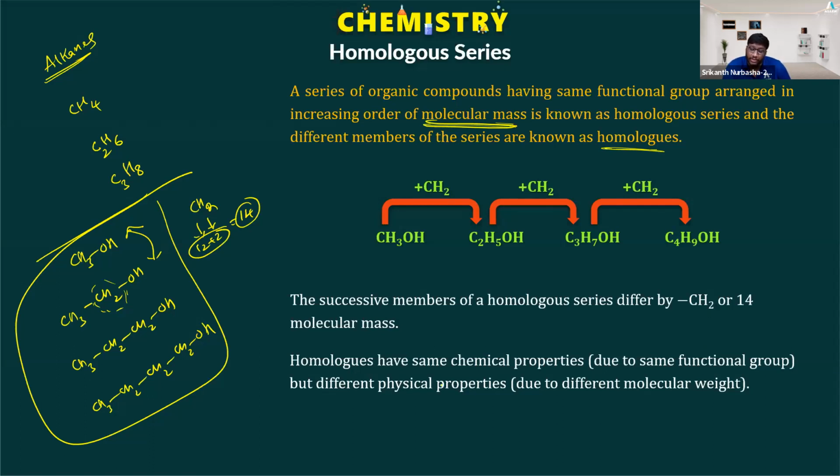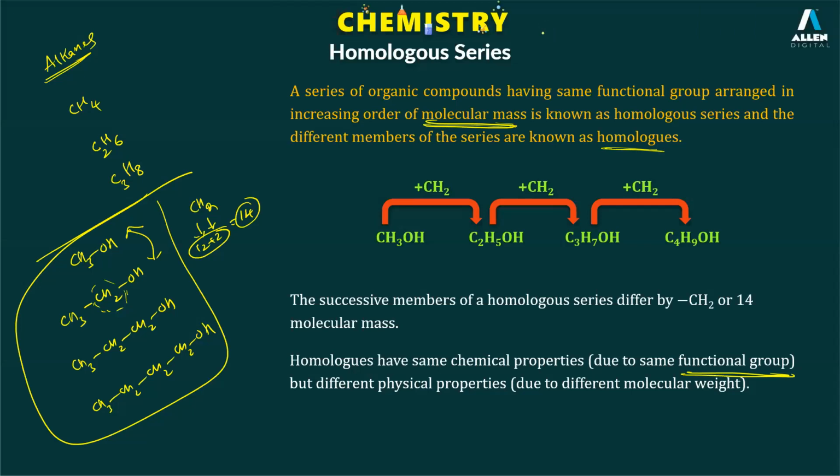The homologues have the same chemical properties due to the same functional group. Because of the same functional group, their chemical properties are going to be the same, but the physical properties are going to be different, or not, students? Physical properties are going to be different because with increase in molar mass, what happens to the van der Waals force of attraction? Increases.